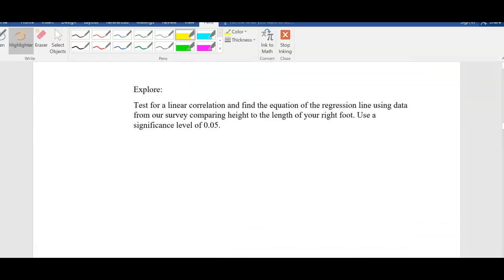All right, here we go. We're going to do a linear regression line using the data from our survey comparing height to the length of your right foot, with a significance level of 0.05. So pause and make sure you sort your data first. Make sure you're sorting by height, large to small.